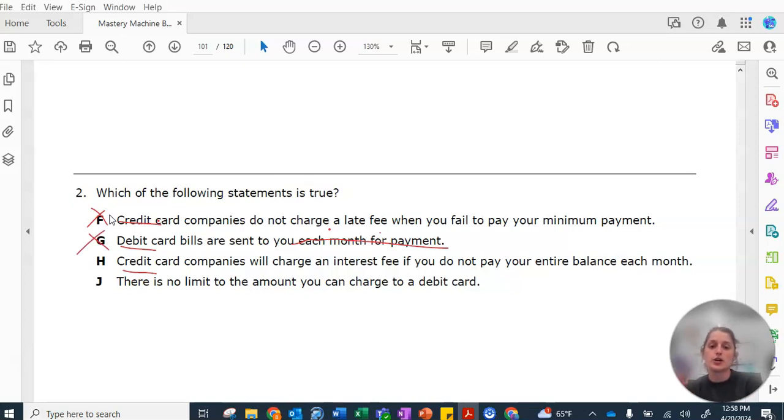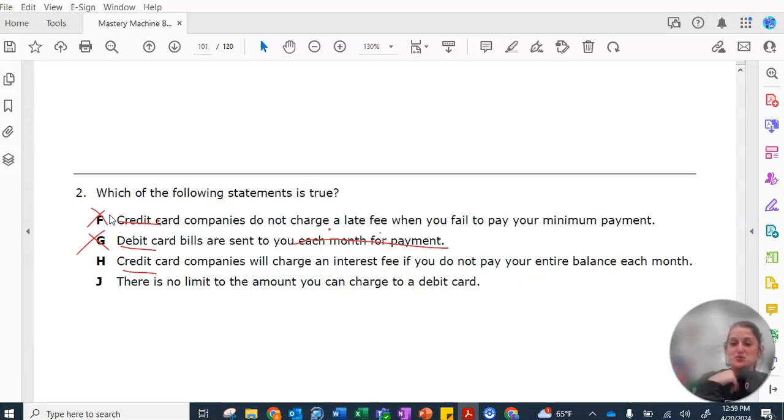Credit card companies will charge an interest fee if you do not pay your entire balance each month. So you owe $500 and they'll be like, hey, it's okay. No worries. Just pay us $25. And you're like, whoa, I had to pay $500. Now they're only telling me I have to pay $25. That sounds great. But in reality, you still owe them the other $475. And next month, you're going to owe them even more than that, even if you don't pay for anything else on your credit card, because they will charge you interest on that $475.